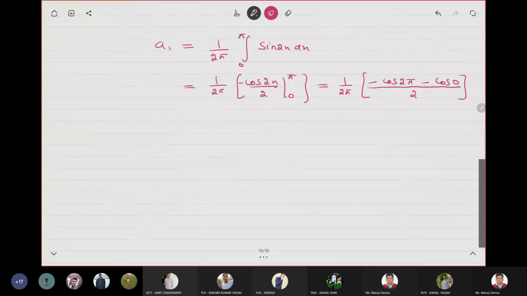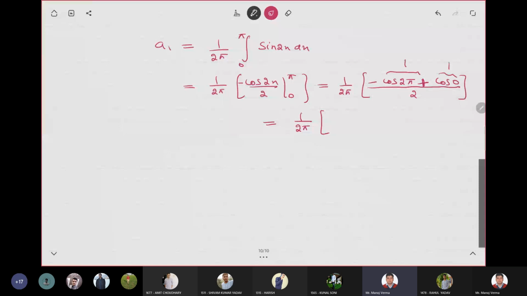Right? Sir, it will be plus cos 0. Yes, it will be plus cos 0. So cos 2 pi is equivalent to cos 0, so both have values 1 and 1. So it will be minus 1 and plus 1, it will be 0. So yes, a1 is coming to be 0.